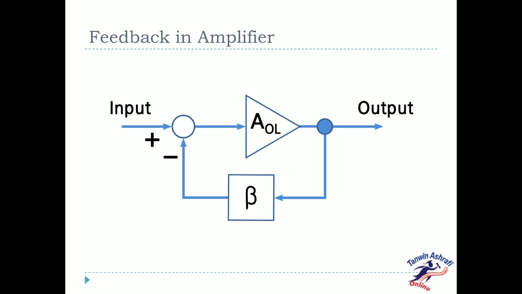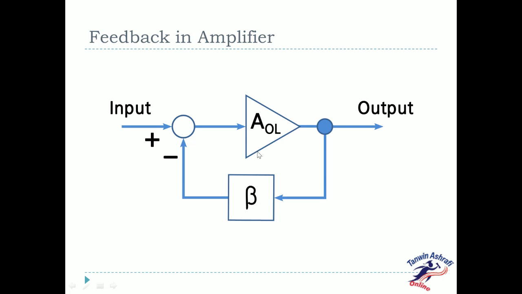Feedback in amplifier. The process of feeding a part of the output signal, or the entire output signal, back to the input of the amplifier is called feedback. The feedback signal is proportional to either current or voltage in the output circuit. Thus, feedback takes place in the amplifier when its input and output are coupled.